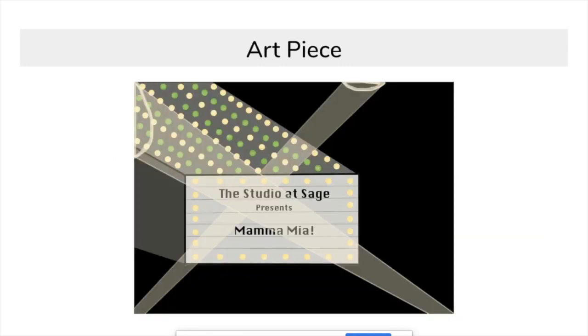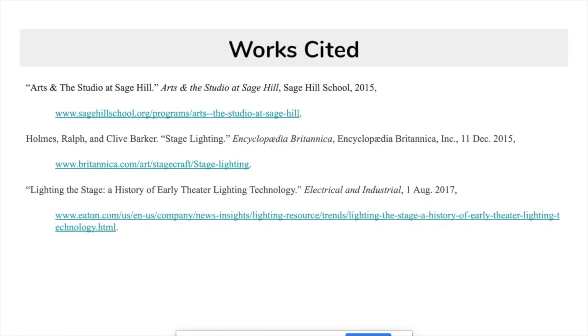For my art piece, I decided to make a marquee that says "The Studio at Stage presents Mamma Mia" because that show means a lot to me. And the circles are supposed to be like the lighting that you see. And so that was my way of connecting theater and lighting, and also my connection to it. And I decided to do 2 spotlights going over it to give that old Hollywood red carpet effect. And that was just another way of tying lighting into this art piece. And then this is the work I did, and that's it.